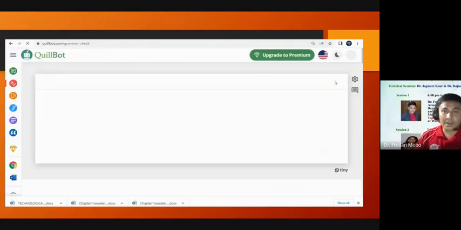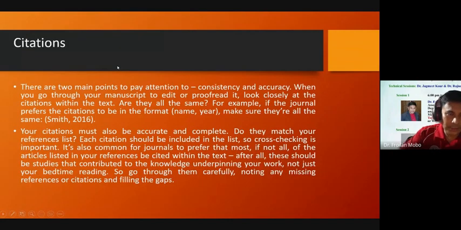And we have this Skillbot. This is a good platform where you can check the percentage of your paper. From there, it will help you see if this paper is good enough. So citation plays a vital role because citation must also be accurate and complete, because if those processes have been done, definitely there are no more problems, and you can cite them carefully.